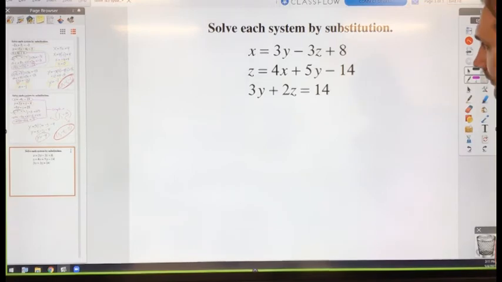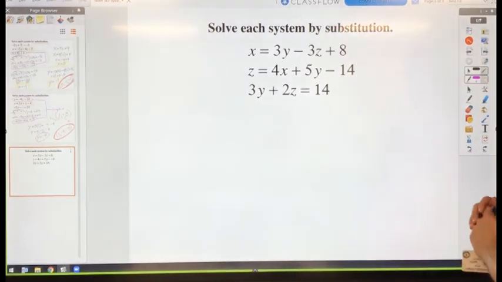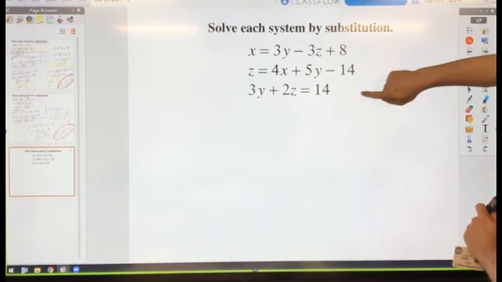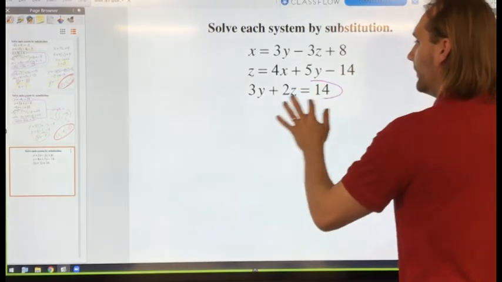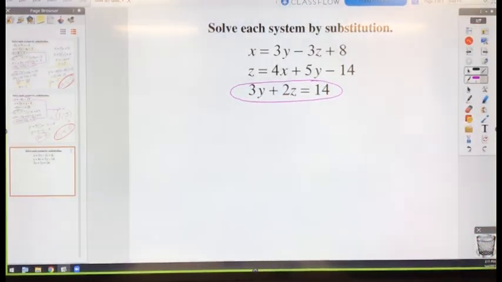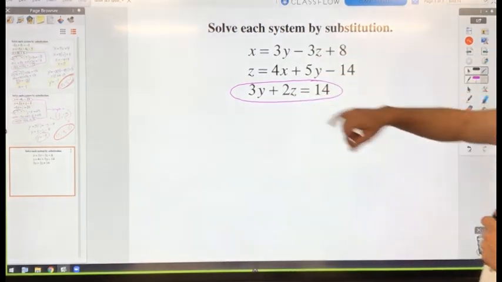Here I have x, y, and z. Here I have x, y, and z. Here I have just y and z. The bottom one, yeah. Because remember, we want 2 by 2. So there's one with just 2 variables. Now I need an equation that's a y and a z.